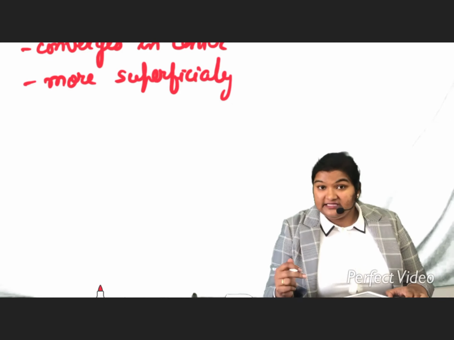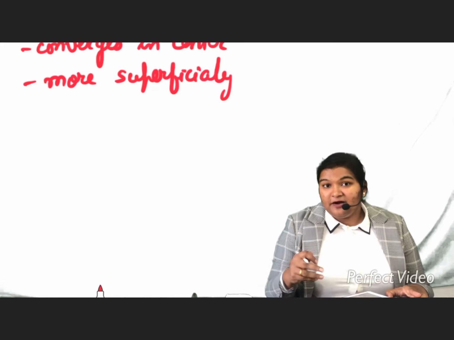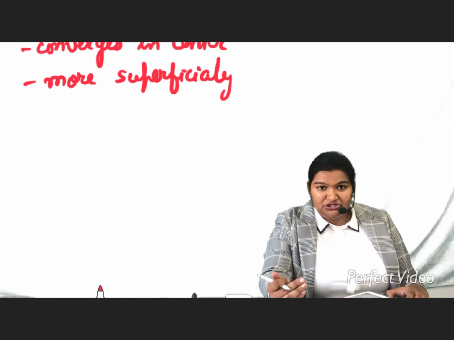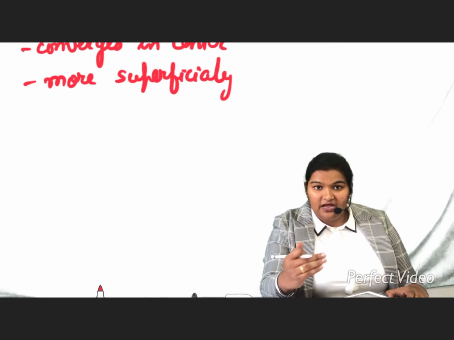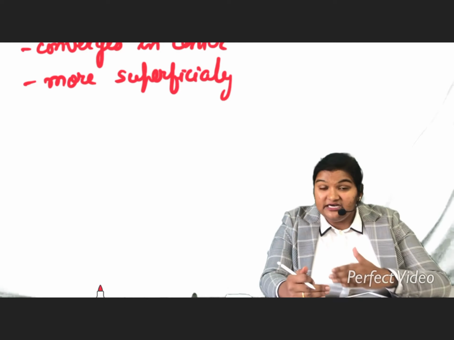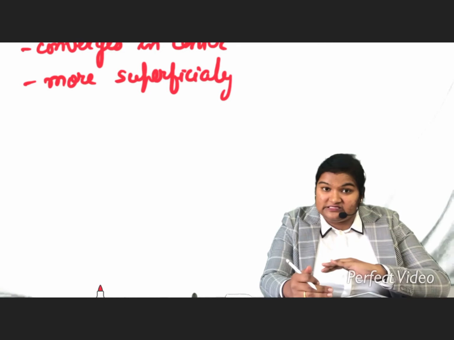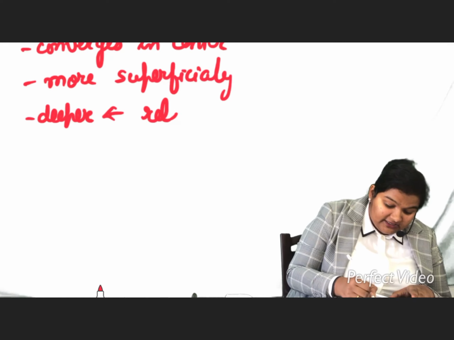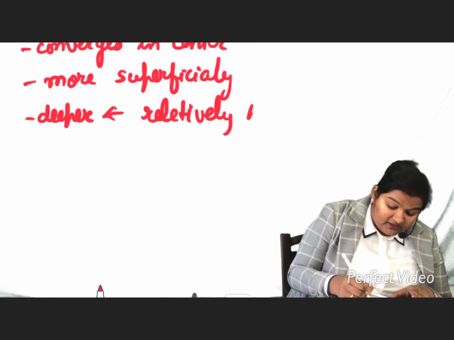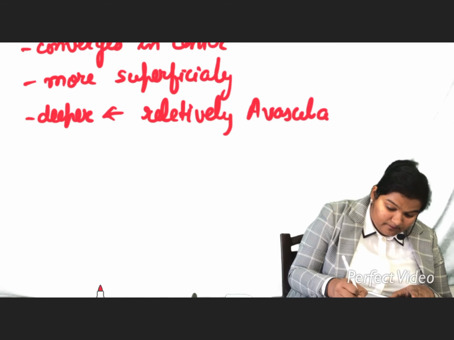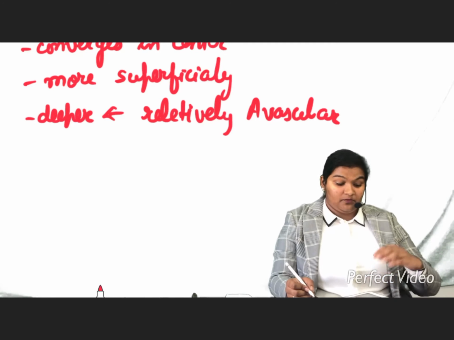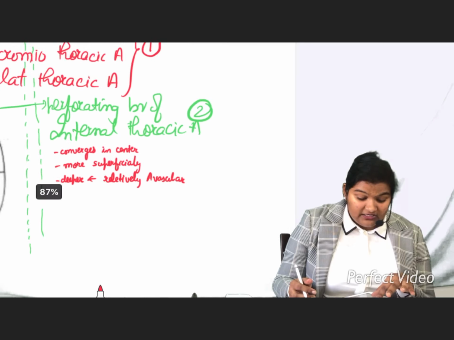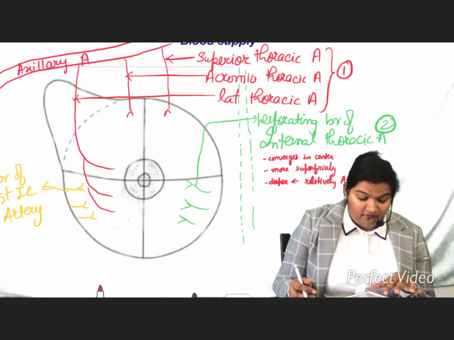Hence, we can say that the deeper part is relatively avascular. We have more circulation or more arterial supply on the superior part, which makes the deeper part relatively avascular. So the deeper part is relatively avascular, right? Okay, so here we are done with the arterial supply of breast. Now let us move towards the venous supply of breast.